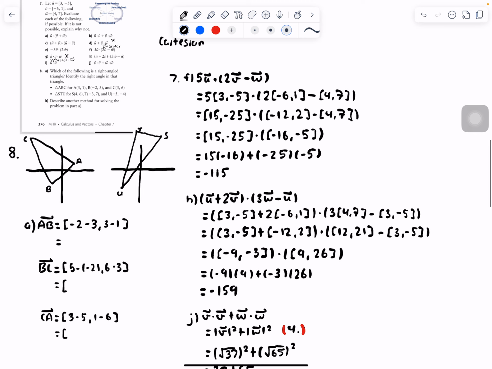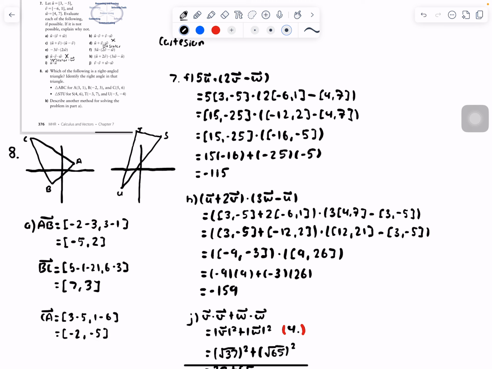Now let's get the vectors as position vectors. Minus 2, minus 3, minus 5, 3 minus 1, 2. 5 minus negative 2. Oh, sorry. Yeah, 5 minus negative 2 is 7. And 6 minus 3 is 3. 3 minus 5 is negative 2. 1 minus 6 is negative 5.